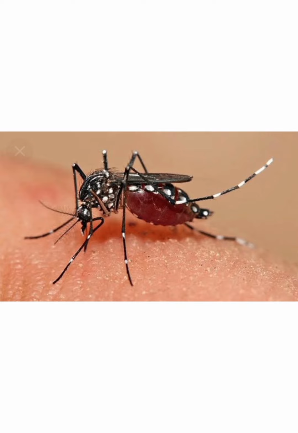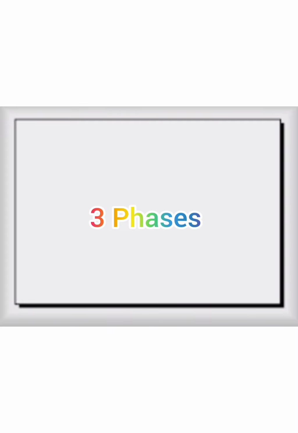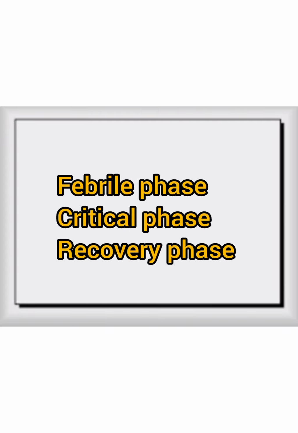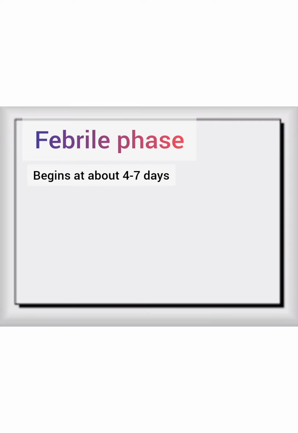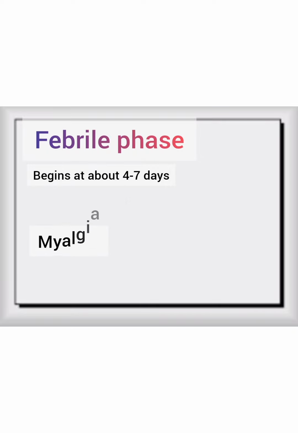And as you can see, this mosquito is darkened in color and it has white patches over its legs and body. So once a person has been bitten by a mosquito, he goes through three phases, which are febrile phase, critical phase, and recovery phase. First, we will go with the febrile phase. It usually begins at about the 4th to 7th day, and the symptoms are hyperthermia, which is above 38.5 degrees centigrade, and headaches, myalgia, fatigue, and general weakness.